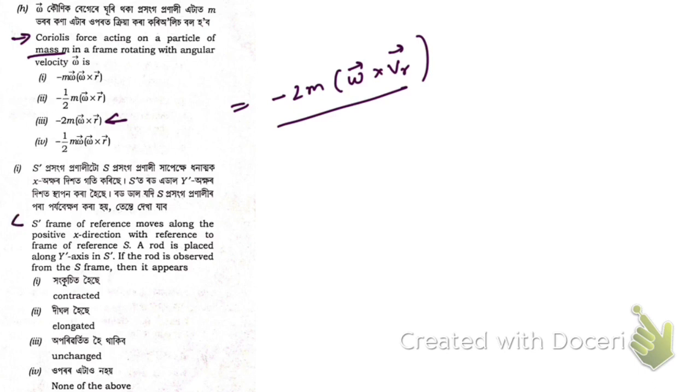Next, S dash, a frame of reference moves along a positive direction. There is a frame of reference, this is S dash, and it is moving along the positive x direction with reference to a frame S. There is another frame S. With respect to this frame, this S dash is moving along the x-axis. Okay, and a rod is placed along the y-axis.